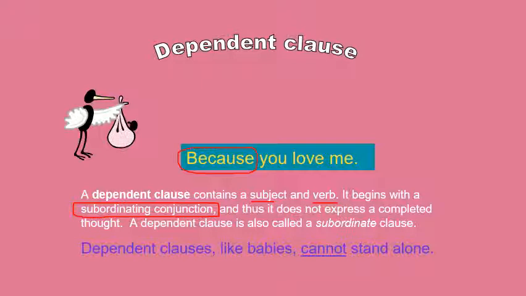So the dependent clause contains a subject and a verb and begins with a subordinating conjunction. So it does not express a completed thought or a completed idea. That's why we cannot say that it can stand alone. So you see the difference now between dependent clause and independent clause? A dependent clause is also called a subordinate clause. We can also call it a subordinate clause sometimes, but let's use dependent clause.